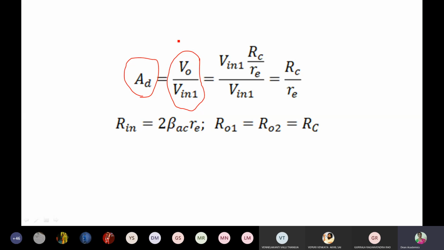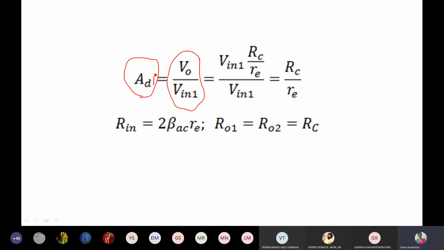So for our differential amplifier, we have mentioned that current gain is undefined. This is mainly used as a voltage amplifier. I have kept why the current gain is undefined for the last slide. Now, only 3 parameters we are calculating. What are the 3 parameters? Differential voltage gain, input resistance and output resistance.